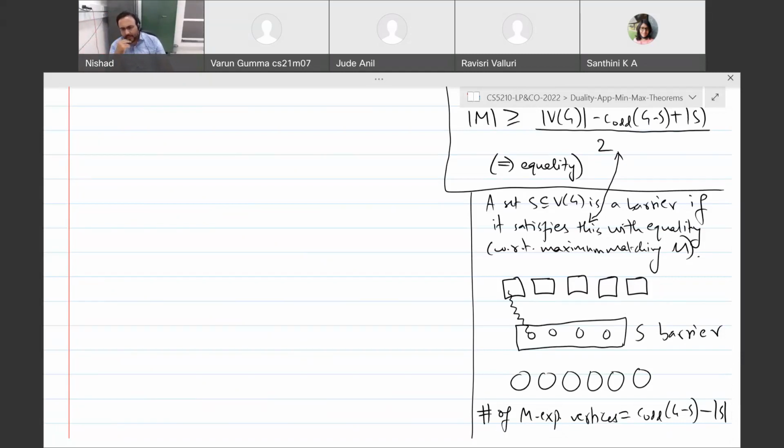I claim that this cannot happen. Can anybody explain to me why this cannot happen? So you can't have this kind of edge in your matching M. Otherwise, you will run into some contradiction. No? No takers?